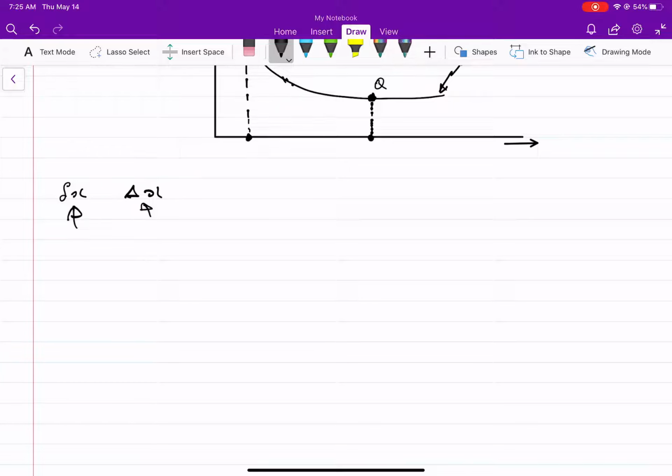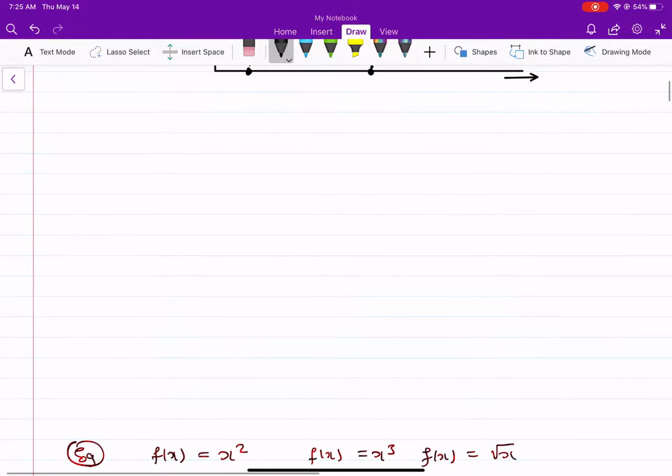Yes, an infinitesimally small change in x. So let me define it first here. Delta x represents an infinitesimally small change in x.